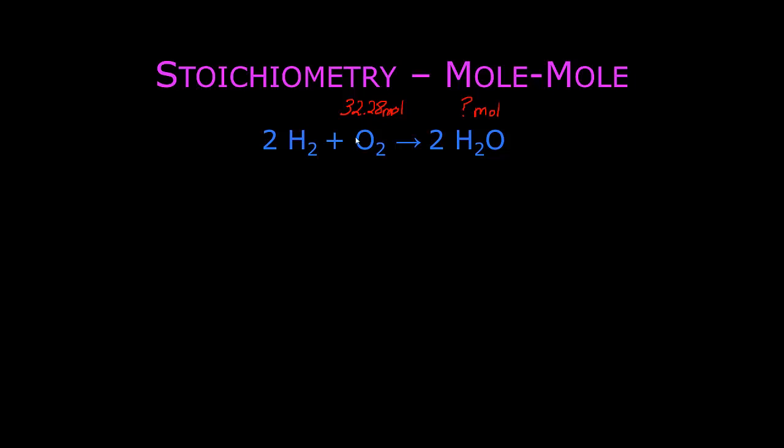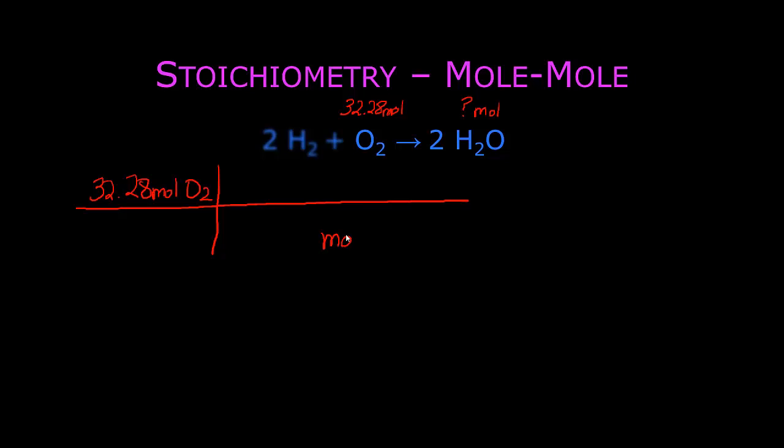All right, so this looks like a stoichiometry problem because we're starting with 32.28 moles of oxygen gas and we need to find out how many moles of water. So I'm going to write what I know over here, 32.28 moles of O2. Now you must put the chemical. All right, now if you remember correctly, whatever units we have on the upper left, we always put on the lower right. So moles of O2.